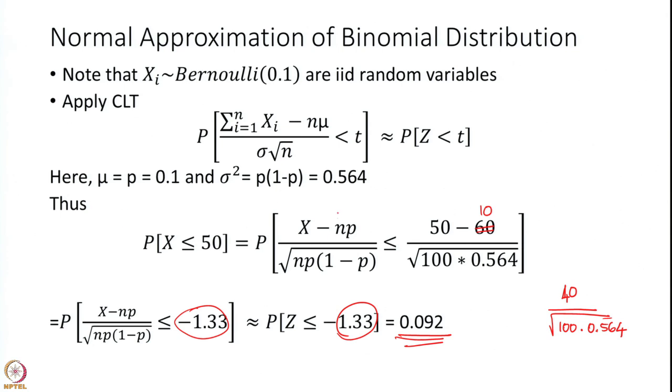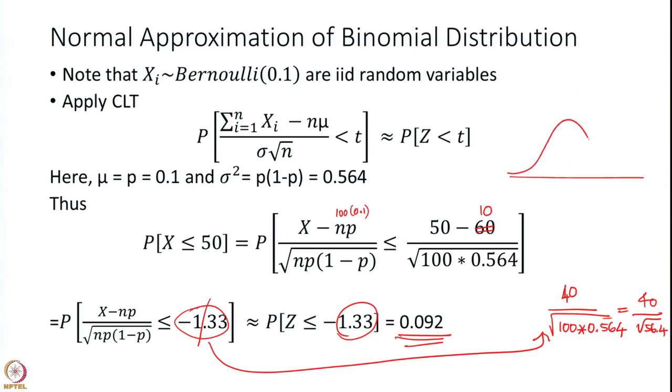Mu is np, where n is 100 and p is 0.01. I do not know where I got 60 from. So, actually it is 50 minus 10. So, this is wrong. This value should be 40 divided by square root of 100 times 0.564. You can work out, this will come to 40 divided by square root of 56.4, and as shown in the previous case, now it is a positive value, 0 is here. So, your 1.33 will be some positive value. If I call this value z0, then your z0 will be somewhere here and you are looking for this probability. So, it will be more than a half. Please check it out, there is some error here, please correct it.